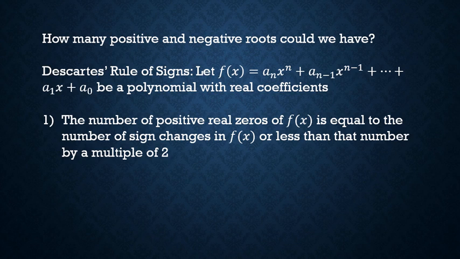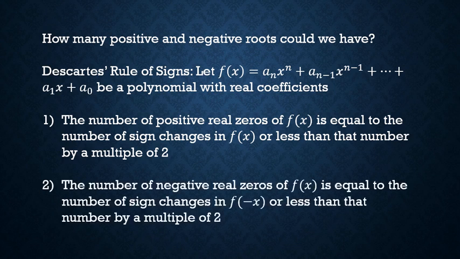But that's the number of positive real zeros. That's how many you could have. The number of negative real zeros of the given function f of x is equal to the number of sign changes in f of minus x, or again, the number of sign changes in the terms in f of minus x, or it's less than that by a multiple of 2.